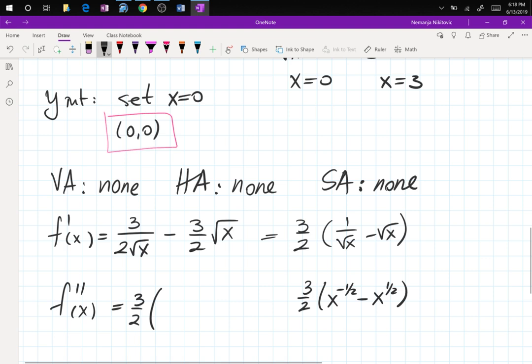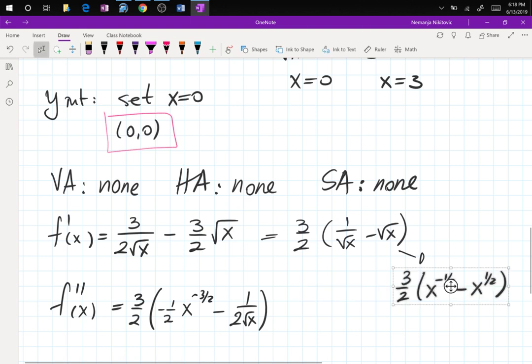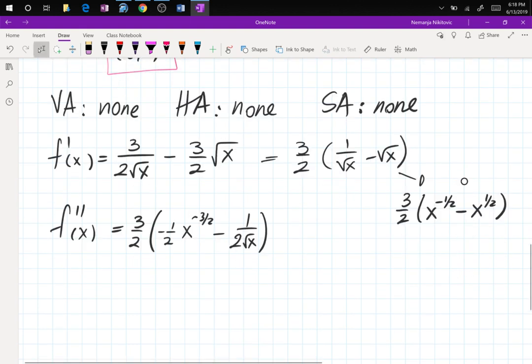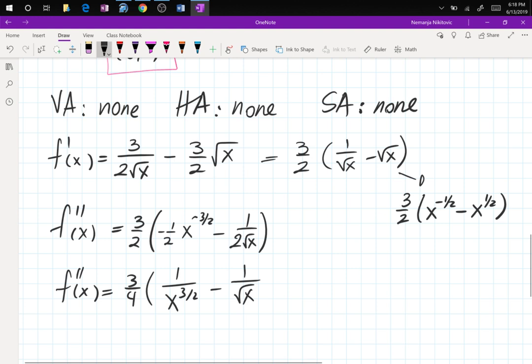The derivative of x to the negative 1/2 is negative 1/2 x to the negative 3/2, minus, and then this is just 1 over 2 root x because it's a square root. Okay, good. So now we can kick the 2 outside. f double prime of x becomes 3/4, and inside we have 1 over x to the 3/2 minus 1 over square root of x. The 2's went out.